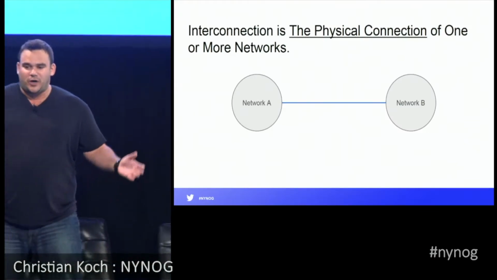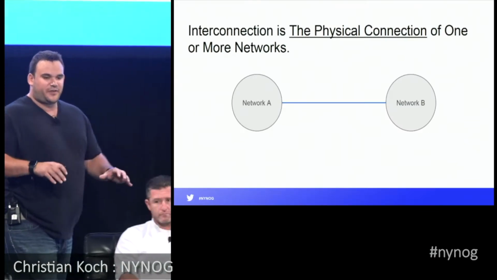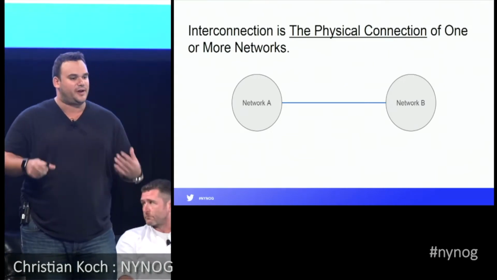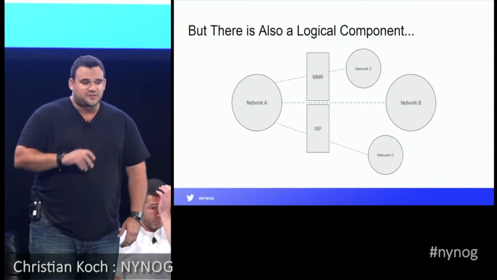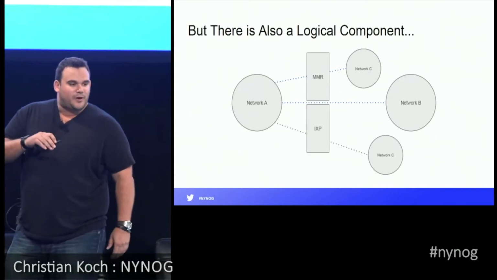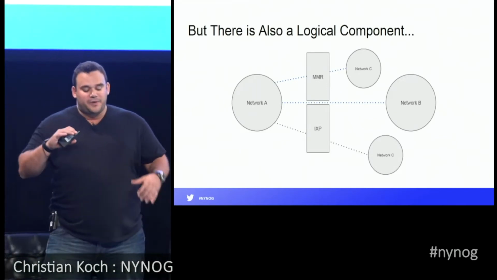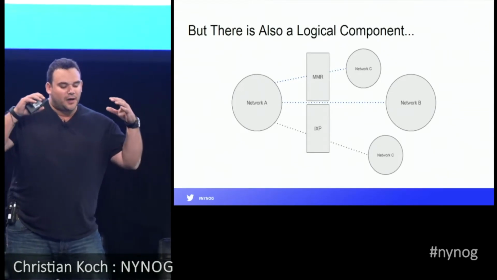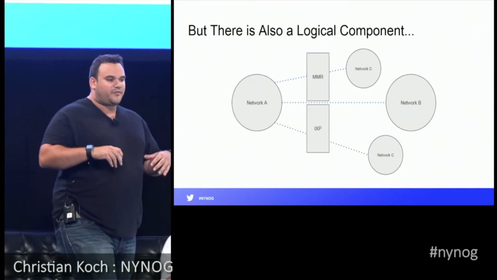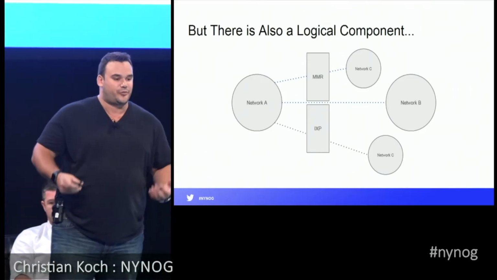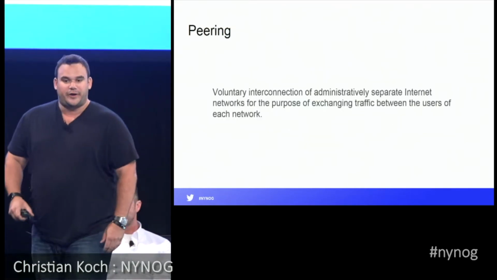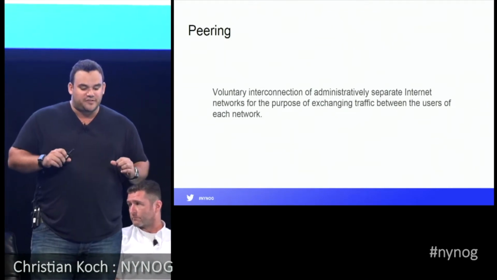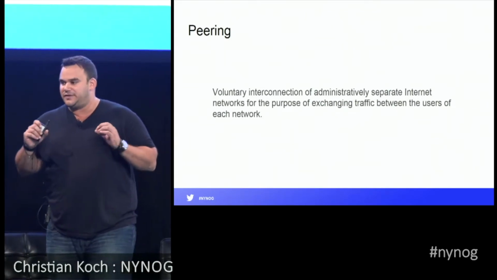When we talk about interconnection, specifically, that's the physical connection of one or more networks, and that's how the internet is formed. But there's also a logical component, and when we talk about that, that's also a piece of interconnection, and it's what peering is, and it's what meet-me rooms are, and the whole fabric that everybody connects to each other through. So peering, if you don't know what peering is, is voluntary interconnection of two different networks, specifically for the purpose of exchanging traffic.